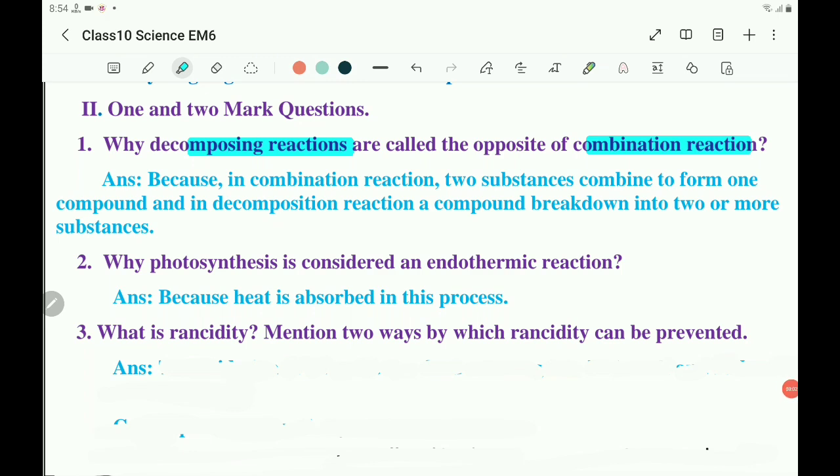Then you write, because heat is absorbed in this process. And you can write in detail, in photosynthesis heat is absorbed, so it is considered an endothermic reaction.